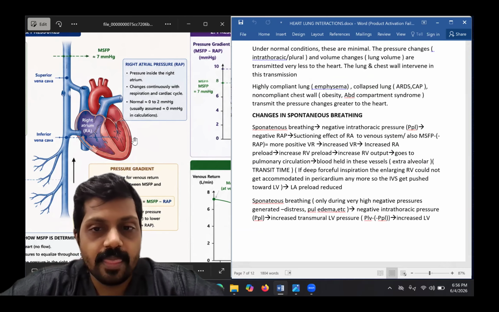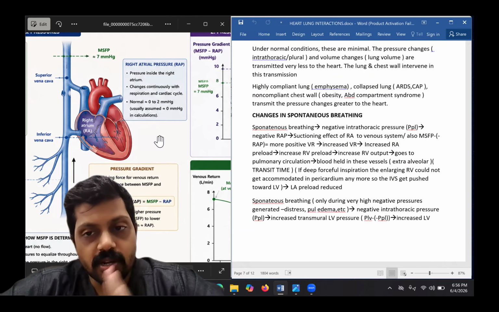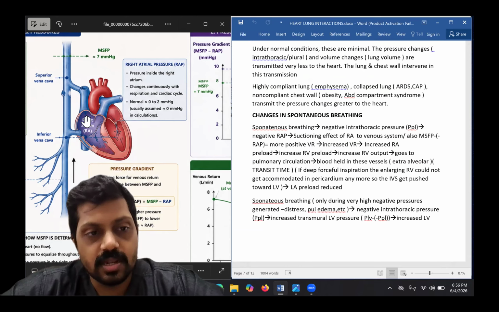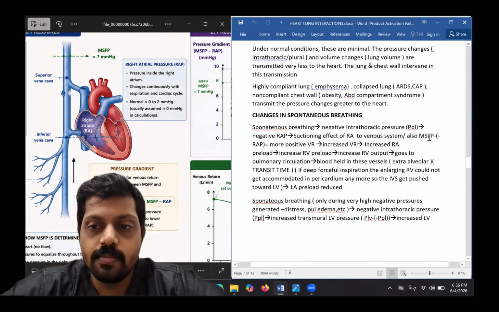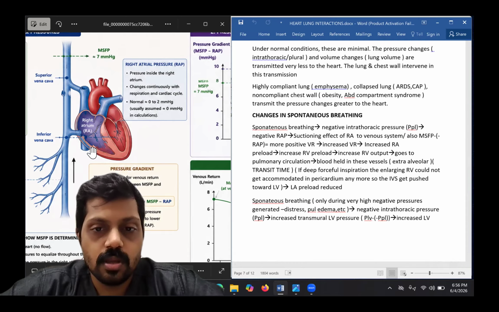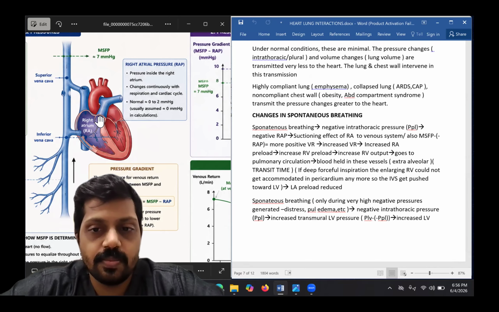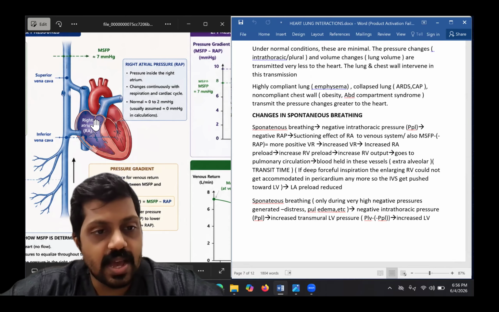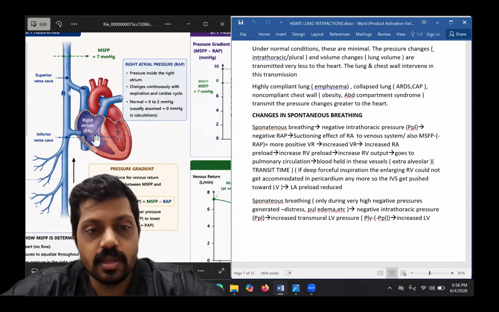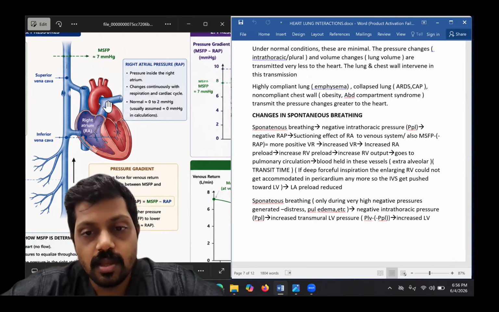Okay. So suctioning effect, I can remember it in two ways. Spontaneous breathing: negative intrathoracic and negative right atrial pressure, suctioning effect. Otherwise, remember this formula: mean systemic filling pressure minus RAP. Minus minus is plus. So your venous return is increased. Increased venous return means increased RA preload. Increased RA preload is increased RV preload. Increased RV preload means increased RV output. Where does this output go? This output goes to the pulmonary circulation.